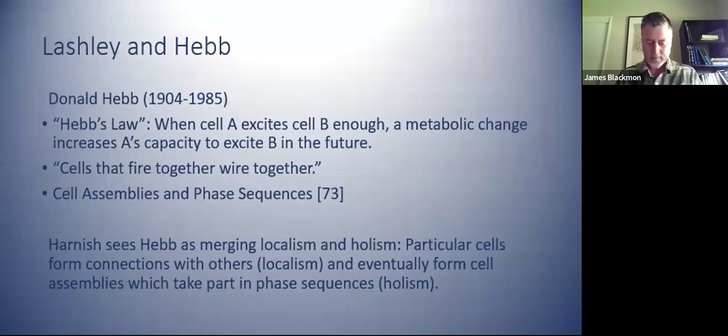And this enables these cell assemblies, as he called them, and phase sequences, where a cell is stimulated and that triggers a domino effect, and other cells are stimulated, and then some of those circle back and stimulate the cell that was originally stimulated. And so you can get these self-perpetuating cycles, these self-exciting circuits. And maybe this allows us to merge localism and holism as Harnish sees it, where these particular cells are in connection with others. So you can localize their functions. Say this cell is really receptive to, say, edges in the visual field. We have what are called edge detectors, as we will learn. But then they play a role in this more holistic phase sequence.